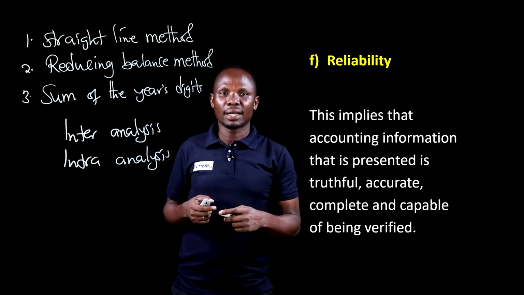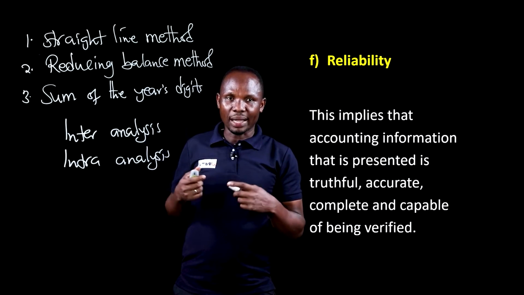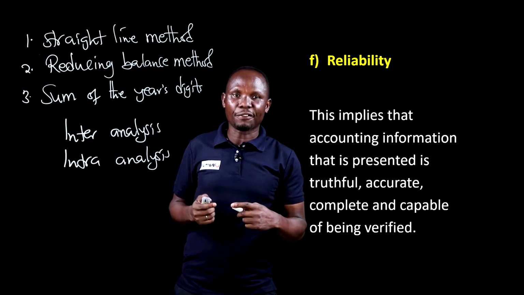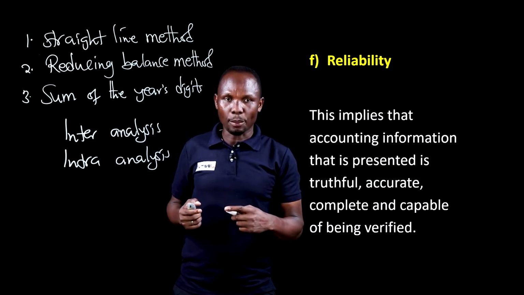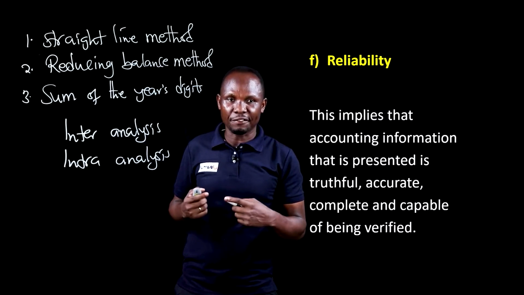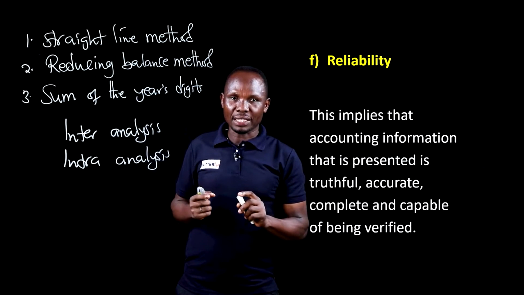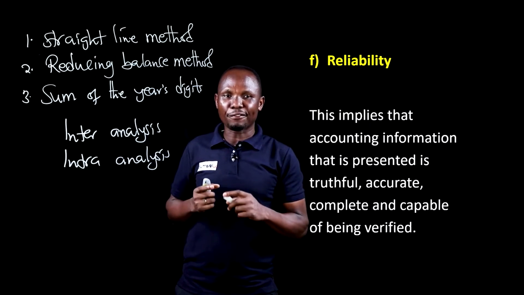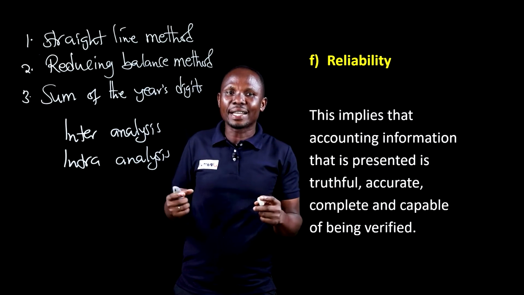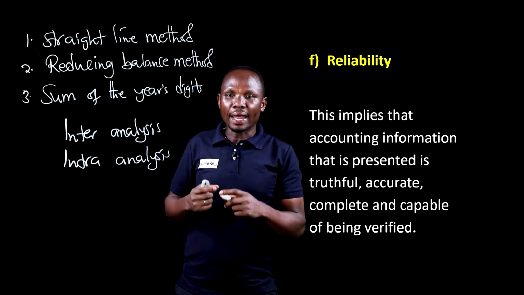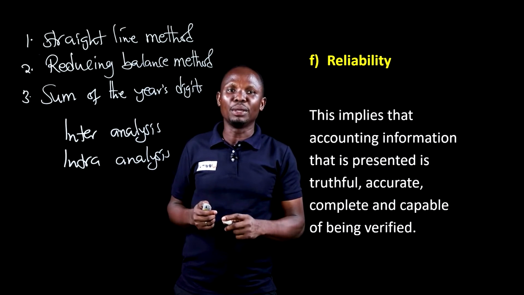The next characteristic we look at is reliability. Reliability implies that the accounting information that is presented is truthful, accurate, complete, and capable of being verified. This means that the information must portray the true and fair view of the financial state of affairs. The presentation must be faithful, and anything that is significant should not be omitted.